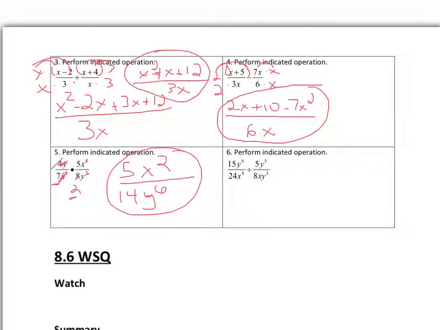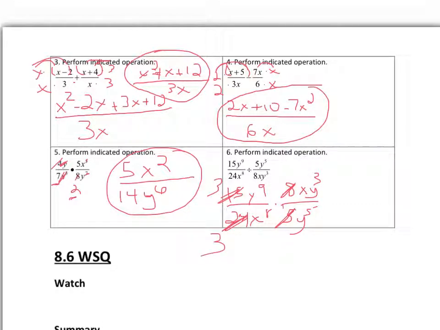Go ahead and pause and try number 6. For number 6, we want to take the reciprocal. So we have 15y to the 9th over 24x to the 8th times, because division becomes multiplication, we flip the second one, xy cubed over 5y to the 5th. And then these are multiplied so we can cancel. And I can cancel out a 5 and a 5 from the 15 and get 3. And with the 8, I can cancel out 8 and 8 from the 24 and get 3. And then I can look at 3 over 3 as 1, so the 3's cancel out.